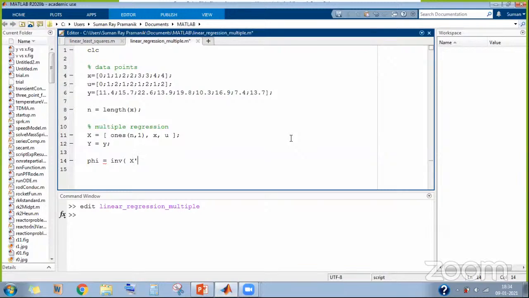This is known as X transpose in MATLAB, multiplied by X. I mean the inverse of this, multiplied by X transpose once again, and multiplied by capital Y. Y also would have done, but we have already initialized capital Y, so let's go on with this. So this will give us the phi matrix. And the phi matrix will be a 3 cross 1 matrix, and the first element will be A, the second element will be B, and the third element will be C.